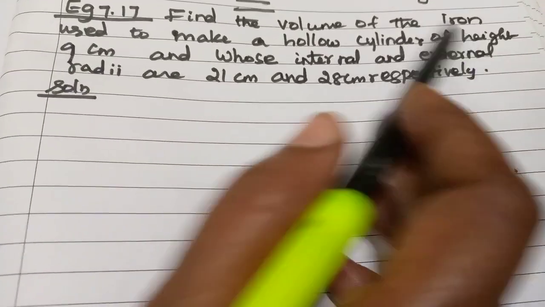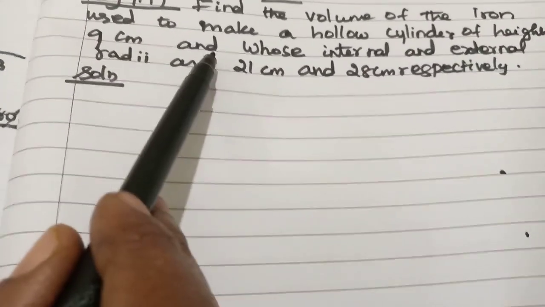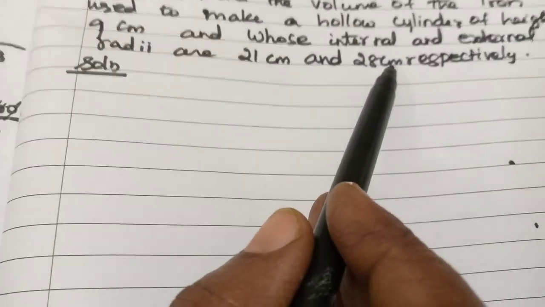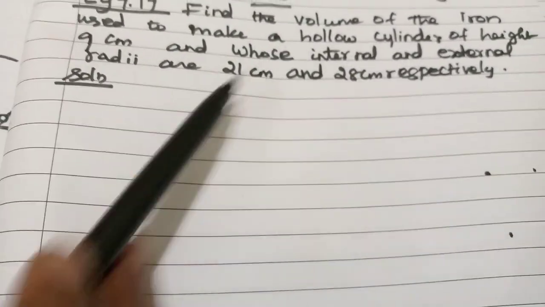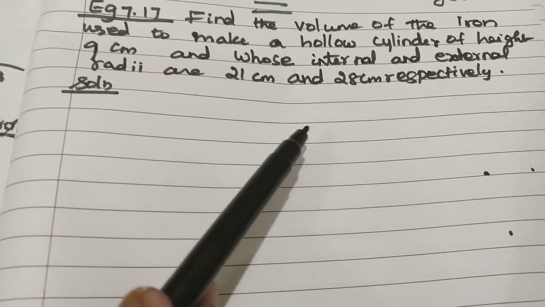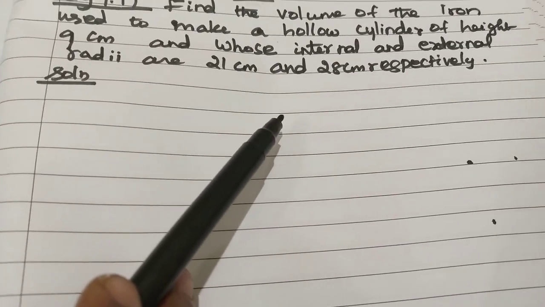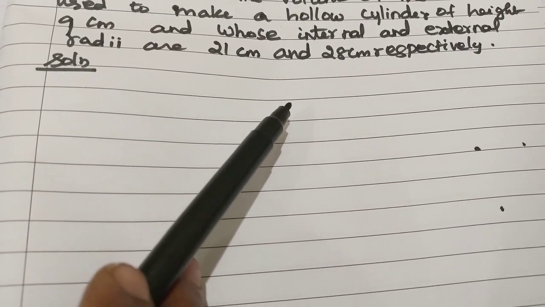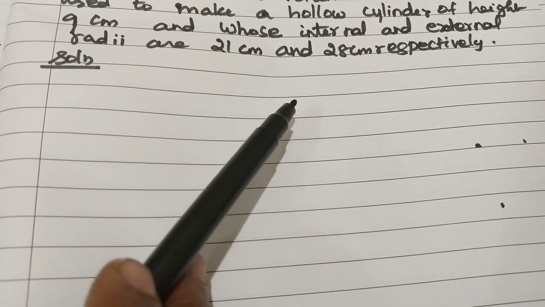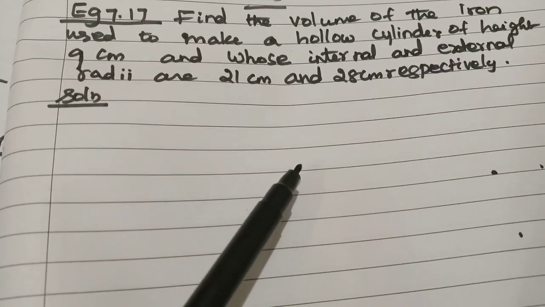Find the volume of the iron used to make a hollow cylinder of height 9 cm and whose internal and external radii 21 cm and 28 cm. Hollow cylinder means internal, external will be there. What is the question? Now, there is an iron. From the iron we have to make the hollow cylinder. Using that iron we have to make the hollow cylinder of height 9 cm and inner radius 21 cm, outer radius 28 cm. What is the volume of the hollow cylinder?